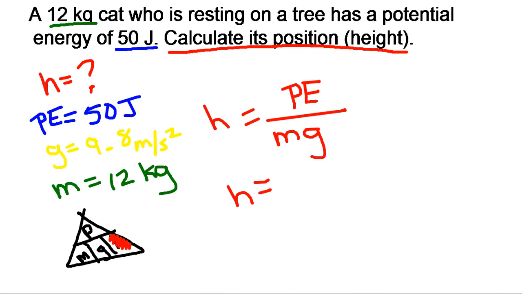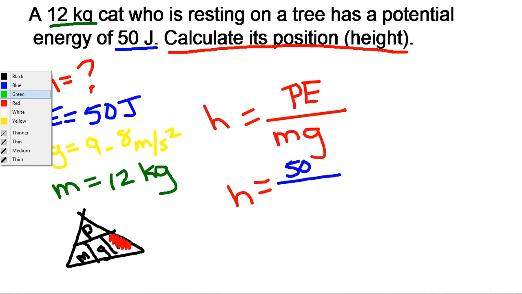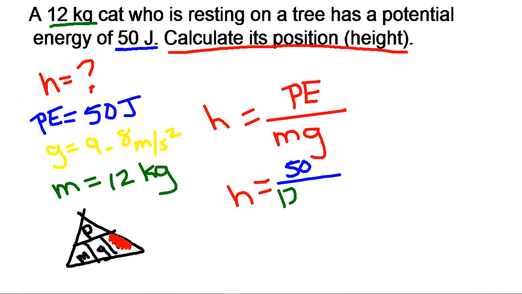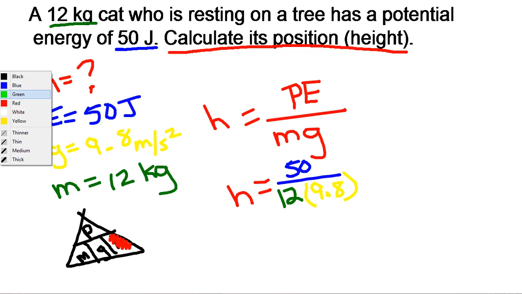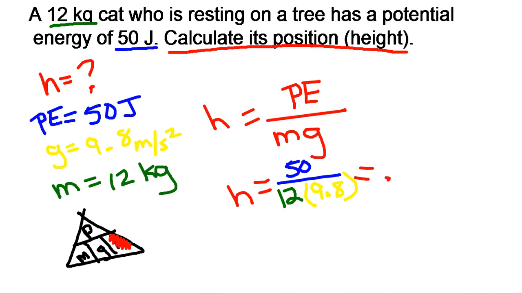Now that I have my equation, I'm going to just simply plug in my numbers. And so for potential energy, I'm going to plug in 50. For my mass, I'm going to plug in 12. And for G, I'm going to plug in, as always, 9.8. And I'm going to enter these directly into my calculator. And I'm going to find out that my height is 0.425 meters high.